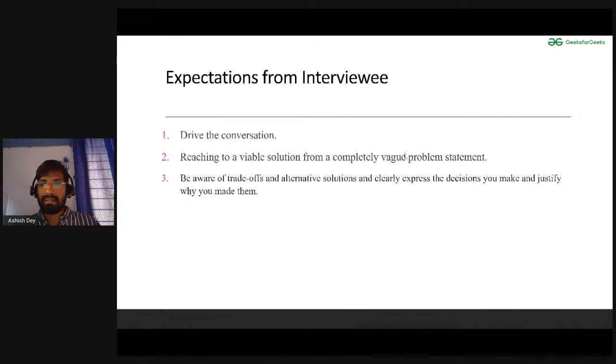The third one is really important, especially if I'm talking about FAANG companies. This is really important.